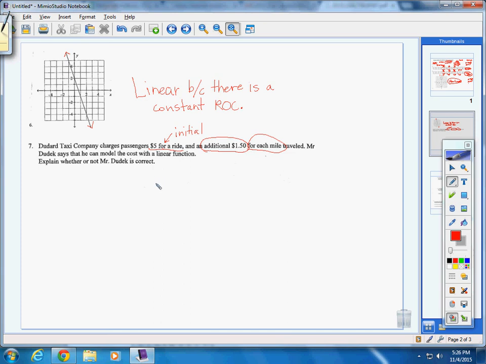So what you're seeing is we have a constant rate of change. For every mile that you go, you're going to pay $1.50 more. So we know from our template how to write an equation. We always say y is equal to the initial value, which in this case is $5, plus our rate of change, $1.50 or 1.5, times x. X represents number of miles traveled. This is, in fact, a linear function. It represents our situation. So Mr. Dudek is correct, since we have an initial value and a constant rate of change.